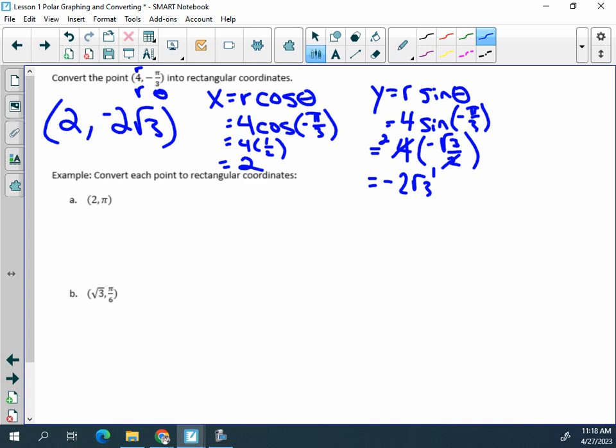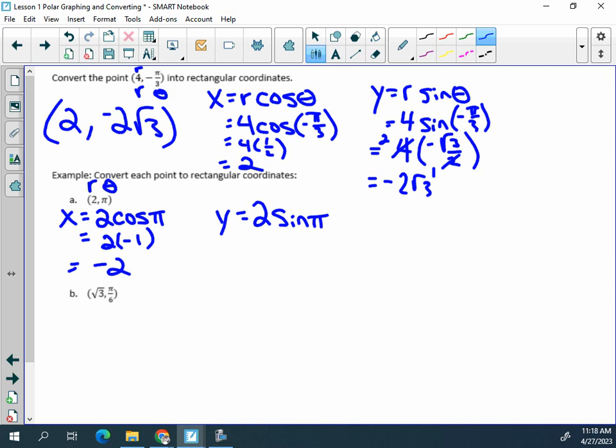Go ahead and try those next two on your own, and then press play when you're ready. So here's my r, here's my theta. X equals r times cosine of my angle. Y equals r times sine of my angle. Cosine of pi is -1. 2 times -1 is -2. And then sine of pi is 0, and 2 times 0 is 0. So our rectangular coordinates there are -2, 0.